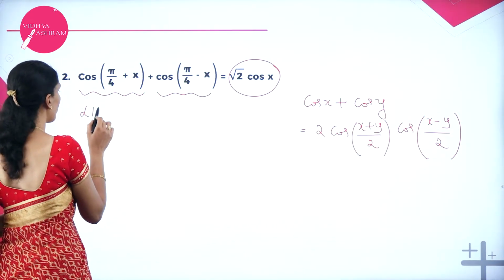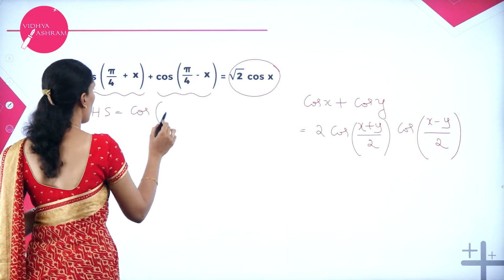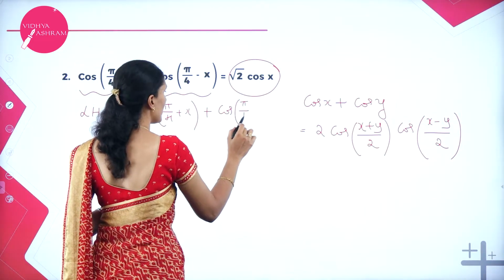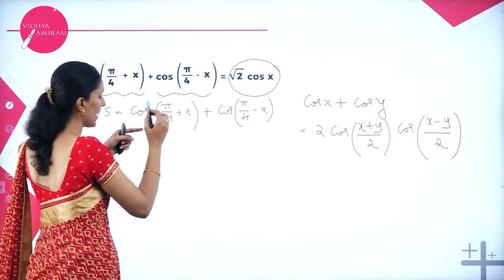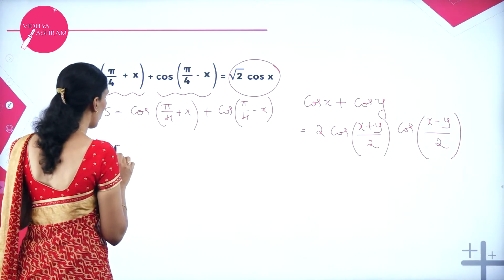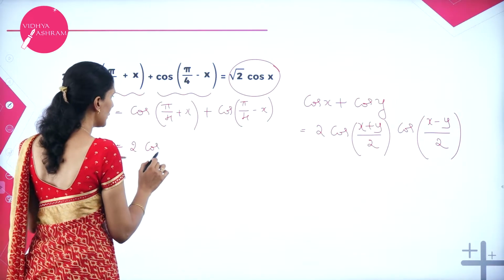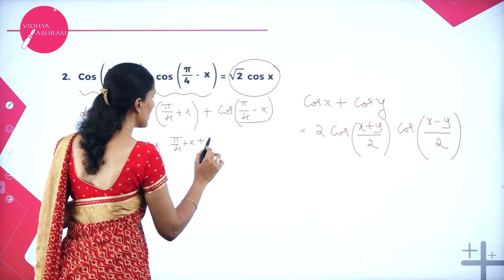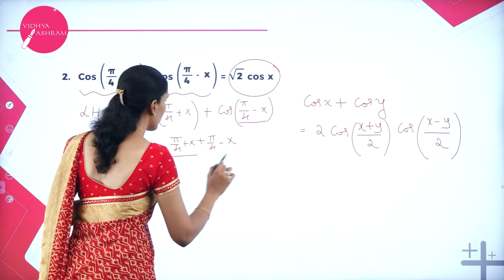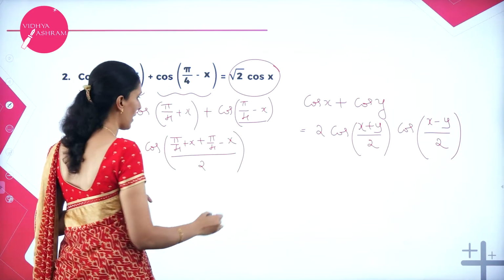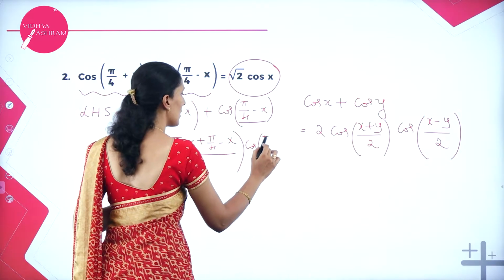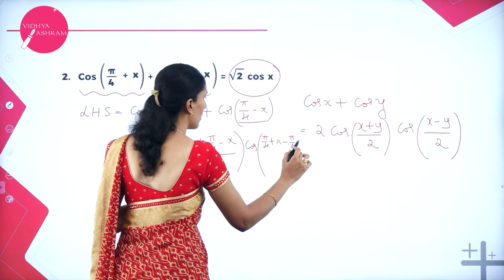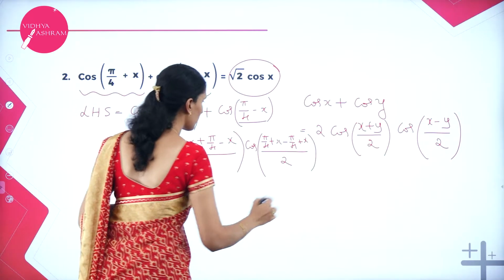So the transformation formula of sum to product, we will apply it. Let me take my left hand side. What is my left hand side? That is cos of pi by 4 plus x plus cos of pi by 4 minus x. Now this complete term you take as x, this complete term you take as y. So according to the formula, it is 2 cos of x plus y, which is pi by 4 plus x plus pi by 4 minus x, divided by 2. Similarly, cos of x minus y, where x is pi by 4 plus x. When you take minus, change the sign: minus pi by 4 plus x, divided by 2.